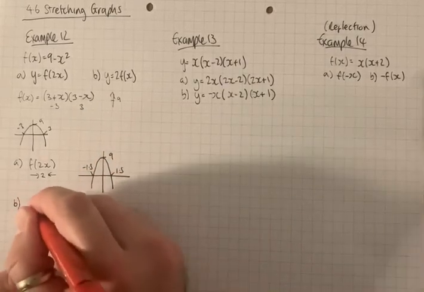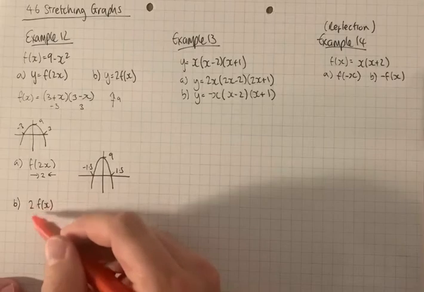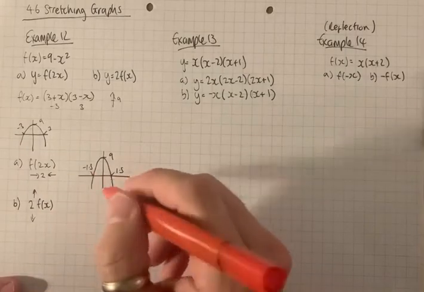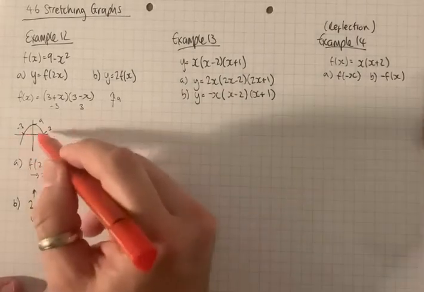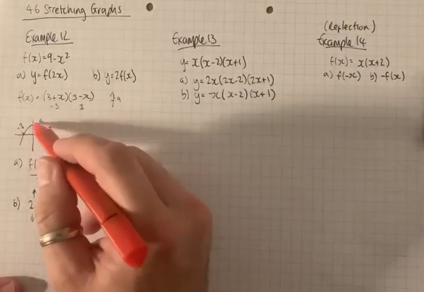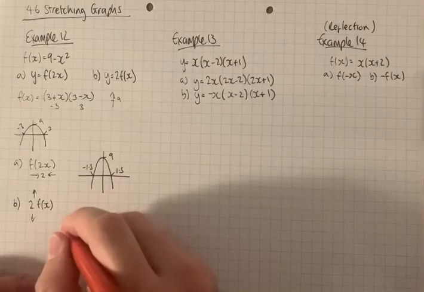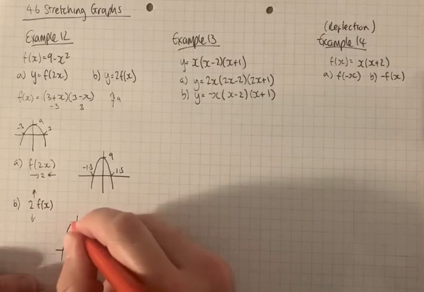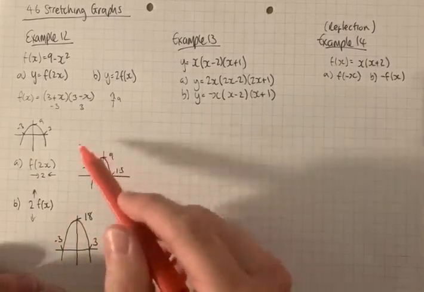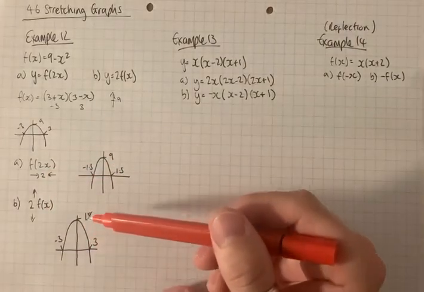B, 2 lots of f of x. This time we're multiplying by 2, so it's an enlargement. Outside the bracket, you're all about the vertical, and this time you're going to stretch by a factor of 2. So these points remain unchanged because it's where y equals 0, so 2 times 0 is still 0. But this 9 is going to jump up to 18 because you're going to double the y coordinates. So this one's going to look a similar shape. 3, minus 3, 18. Just be really careful on questions with parts A and B having 2 types of transformation that you don't transform your answer to part A. It's a very common error.